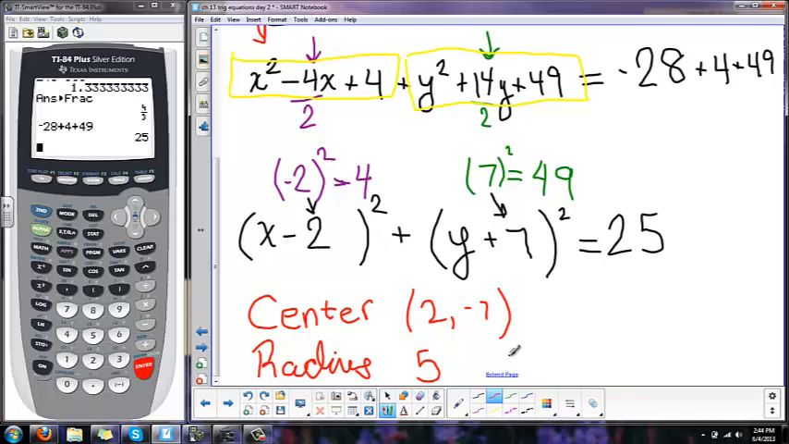Number 6 or number 4 on the next page you should be able to do, especially after we just went through that stuff. 5, you should be good.